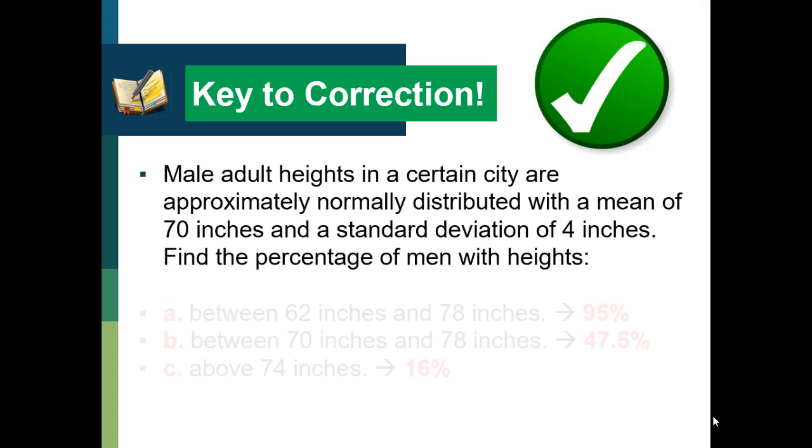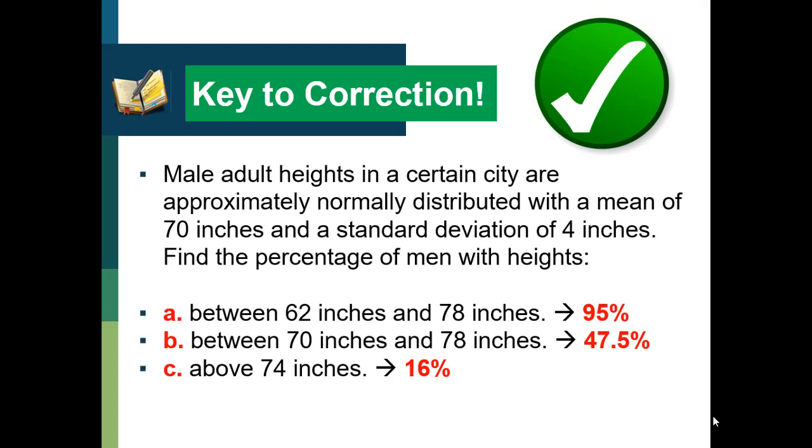I think you have now your answers. So here's now your key to correction. For letter A, between 62 inches and 78 inches, we have 95%. For letter B, between 70 inches and 78 inches, that is 47.5%. And for letter C, above 74 inches, 16%. Do you have the same answers?